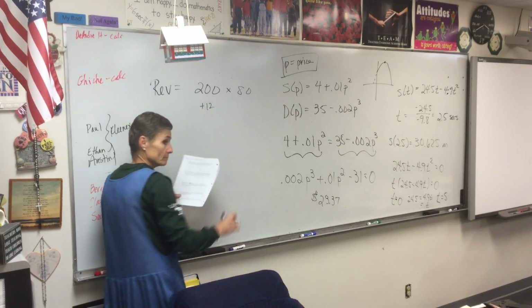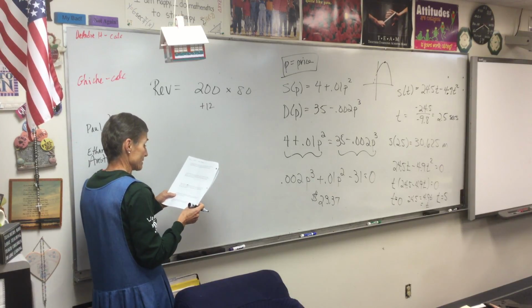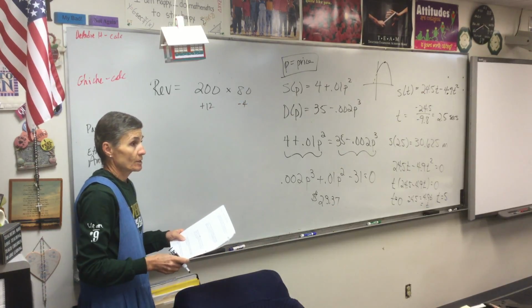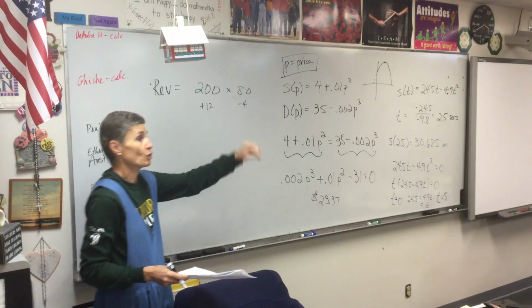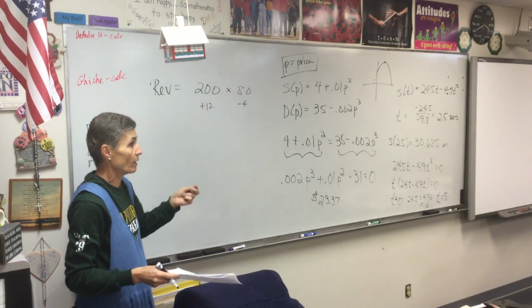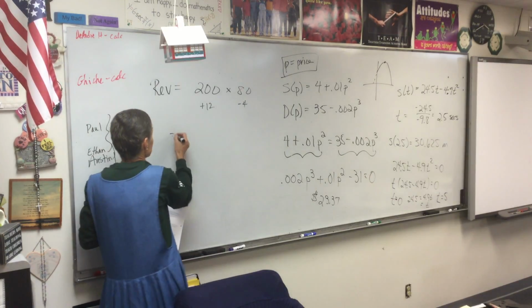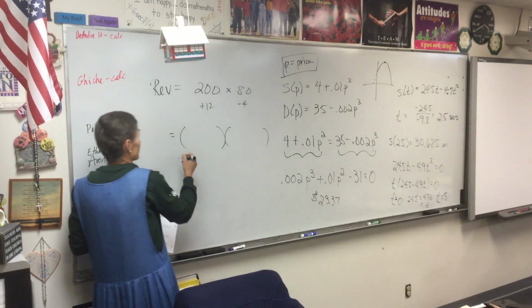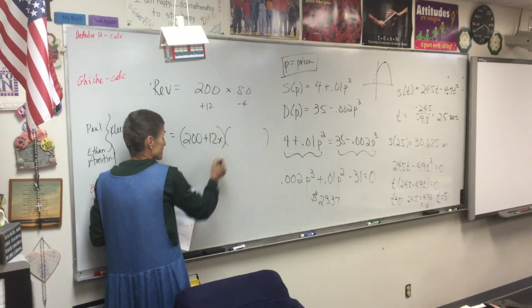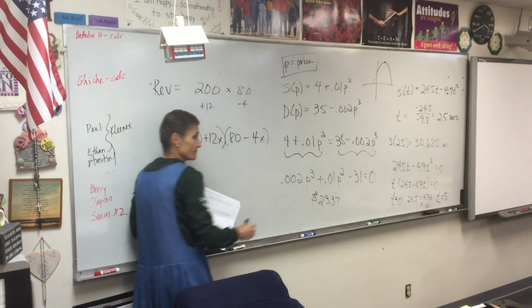Up 12? What is the increment for the price? Minus 4? So that's the increment. So every time I drop my price, it's going down by 4. Every time I sell more books, it's going up by 12. All right, so how do I express that as an equation? 200 plus 12x and 80 minus 4x.